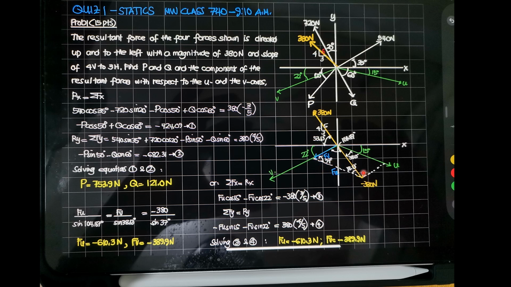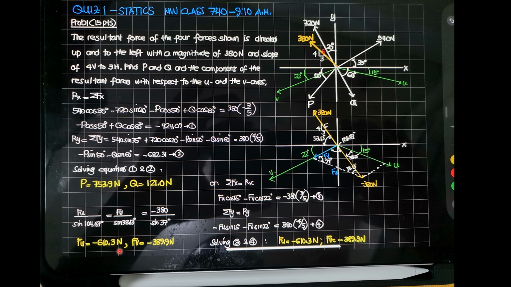Considering this triangle, we have FV, we have FU, and this is negative 380, and the angles included. So by sine law, FU over sine 104.87 degrees equals FV over sine 38.13 degrees equals negative 380 over sine of 37 degrees. So from here, we can solve FU: negative 380 sine 104.87 divided by sine 37. So negative 610.3 newtons to 4 significant figures.